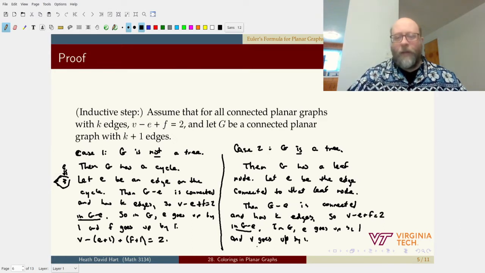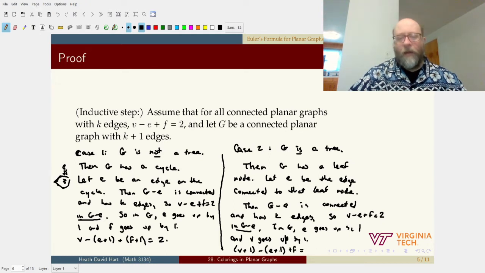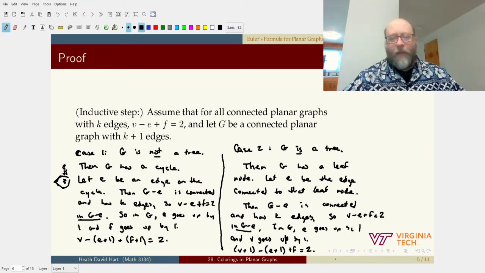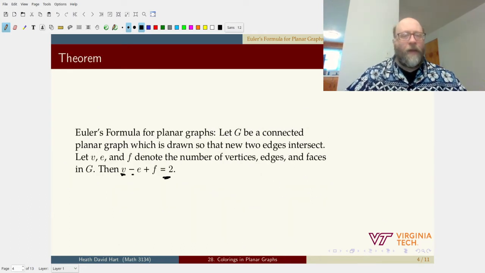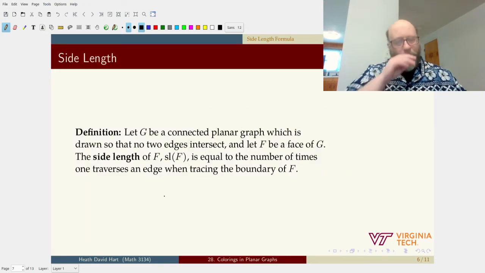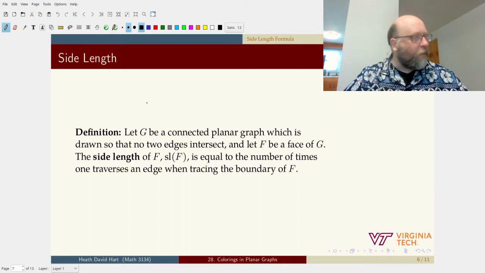Well, that means that we have one more vertex and one more edge, but the same number of faces. And the plus 1 and the minus 1 cancel, and we still get 2. So that finishes the proof for Euler's formula, V minus E plus F always equals 2. Okay, so let's start with another definition here.